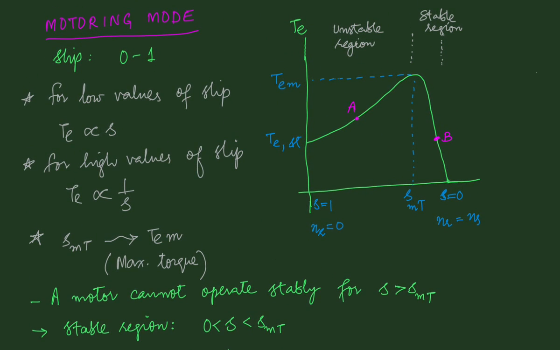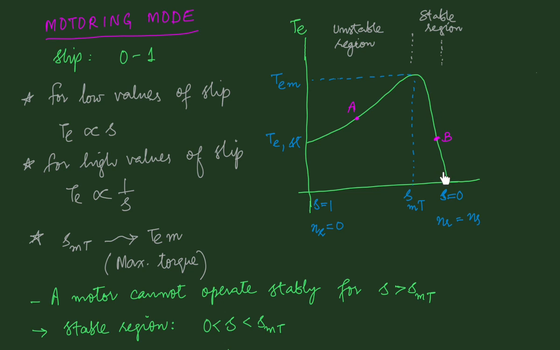So we see that the portion of the characteristic where the torque increases with speed is the unstable region of operation, and the portion of the characteristic where the torque decreases with increase in speed is the stable region of operation. So the motor normally operates in this region. And one more thing that you should remember is that the design of the motor is such that the slope of the characteristic in this region is quite large.